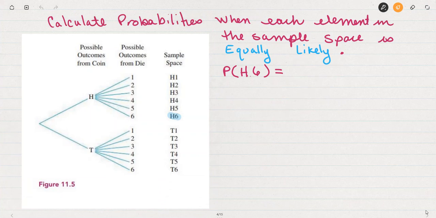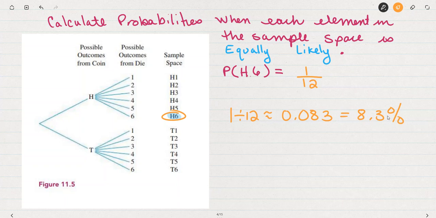Let's look at another example with flipping a coin and then rolling a die. What's the probability of getting a head and a 6? Notice that that only happens one time out of all 12. Out of all 12 elements in the sample space, only one of them has a head and a 6. When I divide this, I get 0.08 and then a 3 repeating. So I could call this 8.3%.